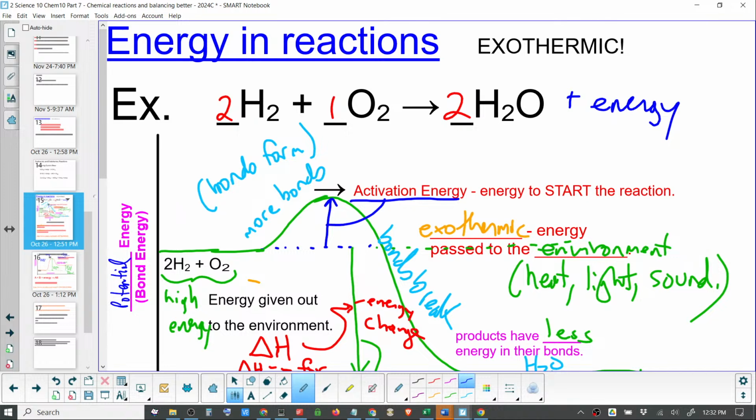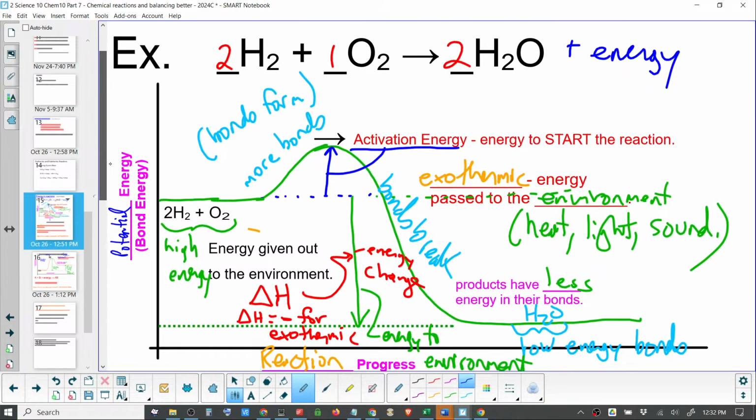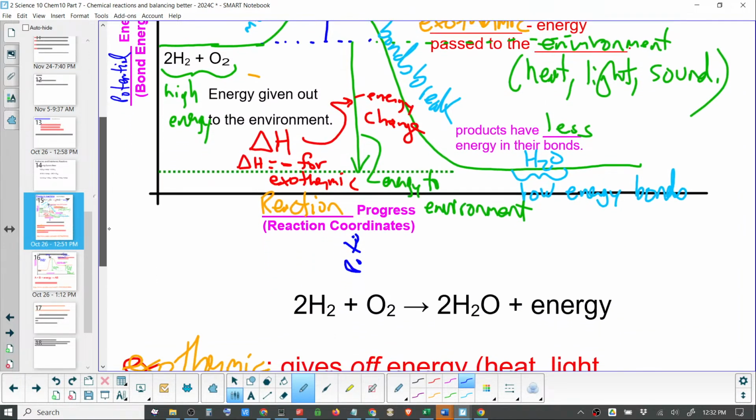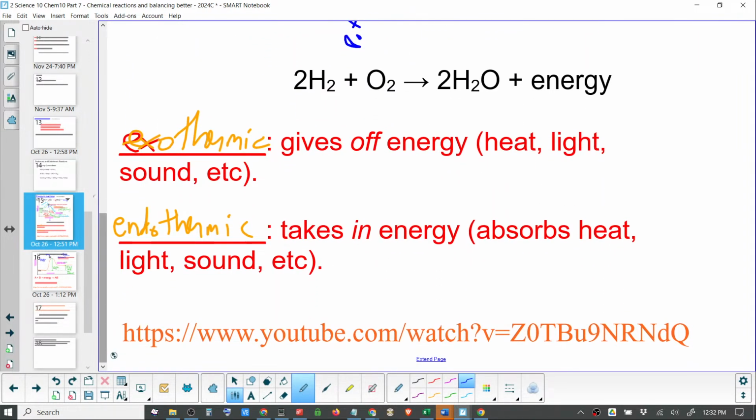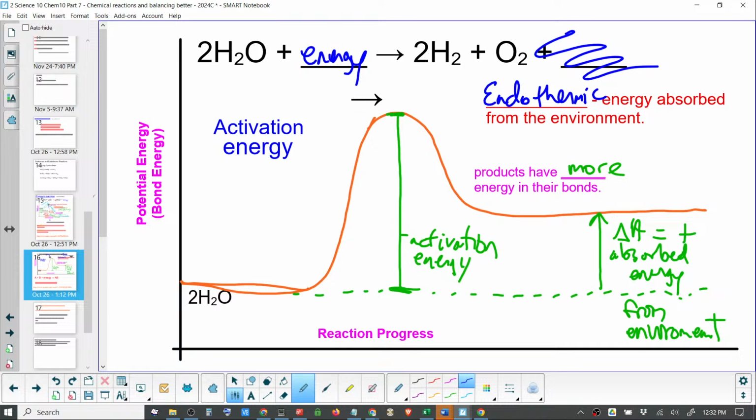Does that make sense? I saw a couple nod. Is there anyone with another question, or it doesn't make sense? That would be a better way of posing it. Okay.